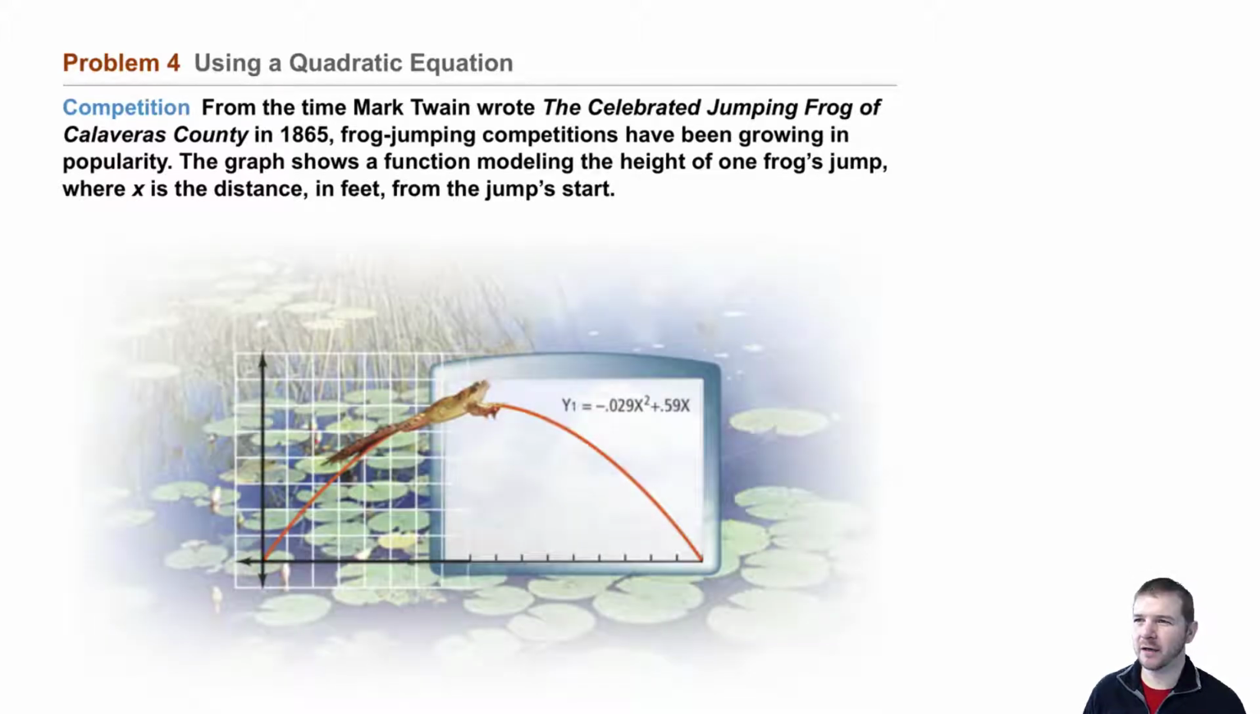So note the frog. The path of its jump is parabolic. And our quadratic function is shown here in the screenshot of a graphing calculator. Y sub 1 equals negative 0.029x squared plus 0.59x.